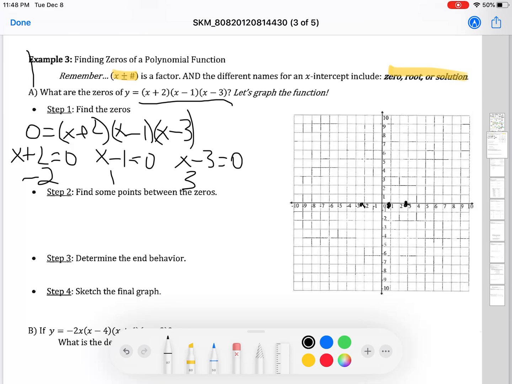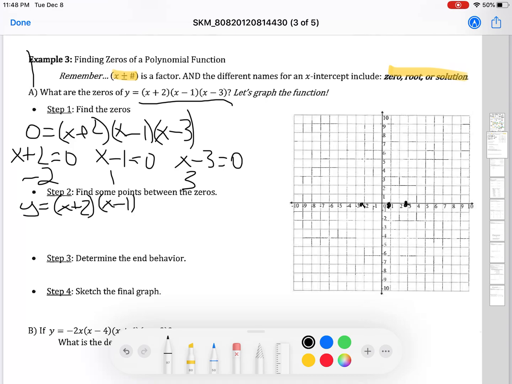Now, what step 2 says, find some points between the zeros. So really what I want to do is test to see, does the graph start and go like this, or does it go up between -3 and 1 and down between 1 and 3? What is that graph really going to do here? All right, so what I'm going to do is find some points between. I'm just going to plug a 0 in. So I'm going to go back to this original problem here.